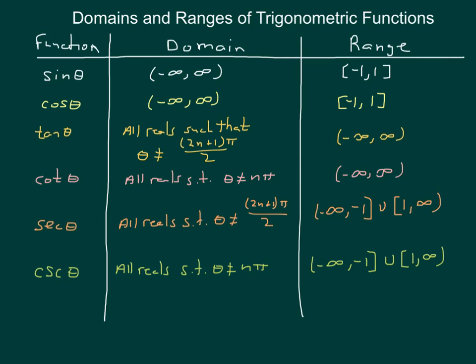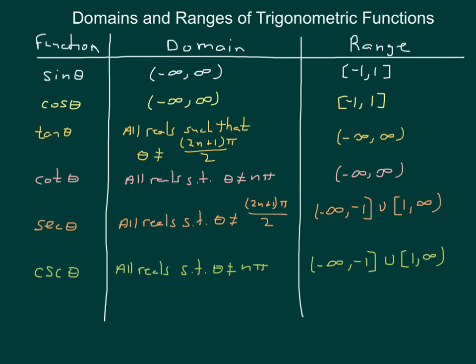Cotangent. Cotangent right here, domain, again, cotangent is cosine divided by sine. So every place the sine is equal to 0 needs to be eliminated. So in this case, the domain of the cotangent is all real such that theta does not equal n times pi, an integer multiple of pi. And again, like tangent, the range on the cotangent function is negative infinity to infinity. Secant.